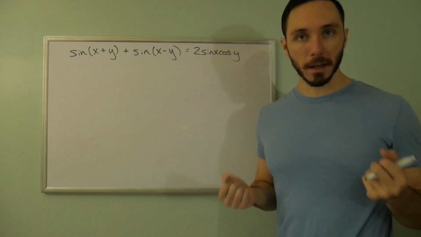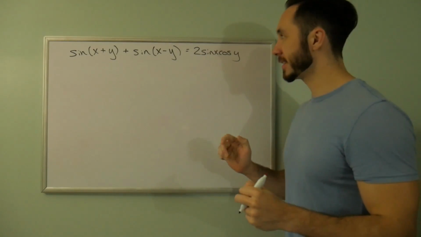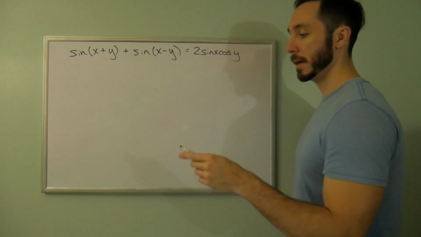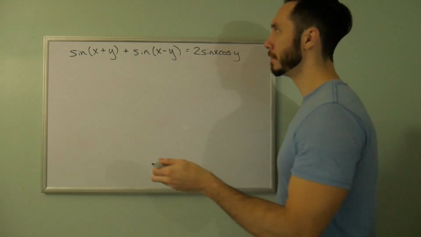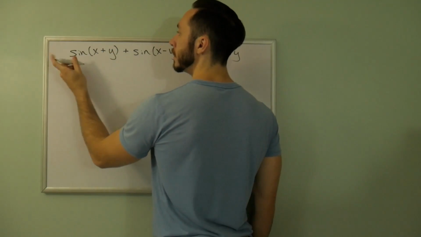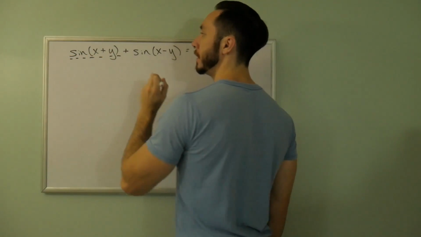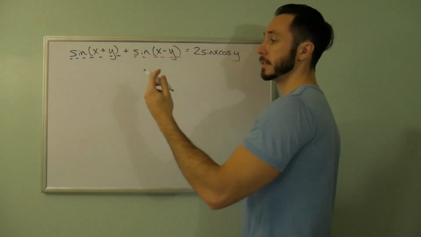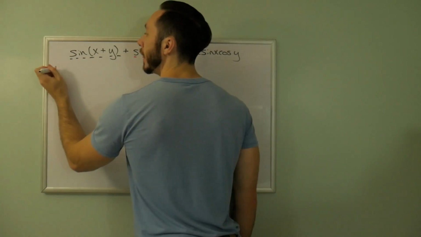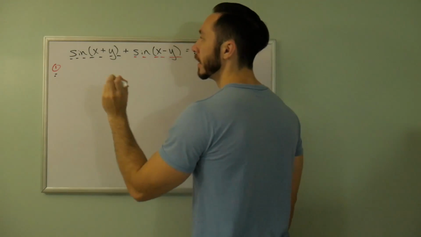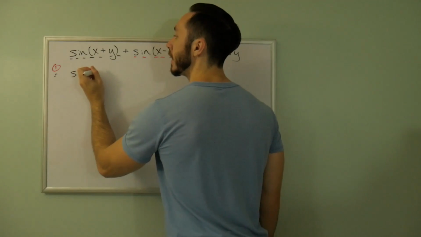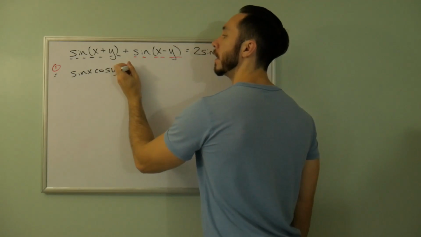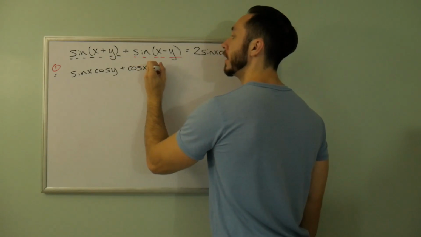Last one here is the same spirit, except now we have two of them we have to play around with. So maybe I will color code them. I will do black for the first term, red for the second. So for my first step, just using the definition here, I'm going to have sine x cosine y plus cosine x sine y.